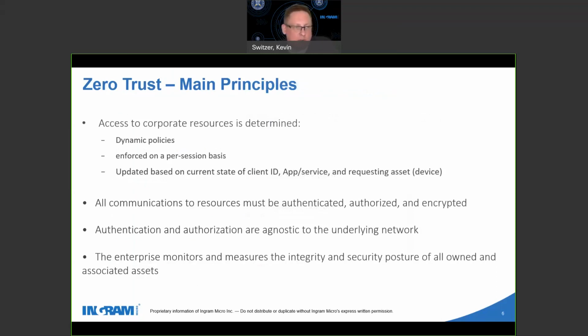Now, the main principle for zero trust: access to corporate resources is determined by dynamic policies enforced on a per-session basis and updated based on the current state of the client identity, application, service, and requesting asset or device. All communications to resources must be authenticated, authorized, and we would really prefer they be encrypted if possible. The authentication and authorization system should be agnostic, separate from the underlying network. And the enterprise must be able to monitor and measure the integrity of the security posture of all owned and associated assets.